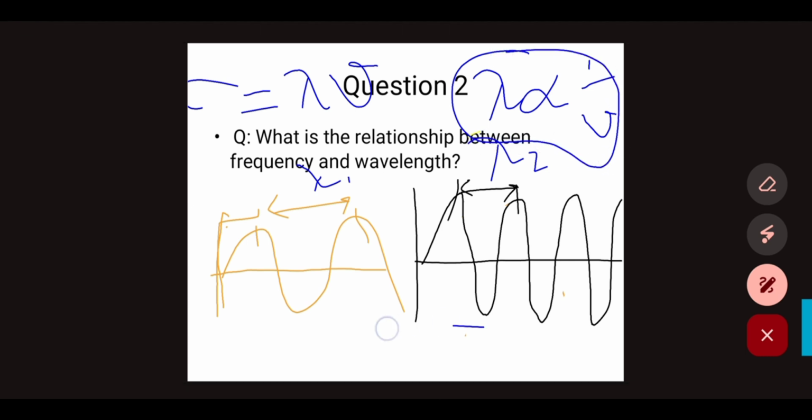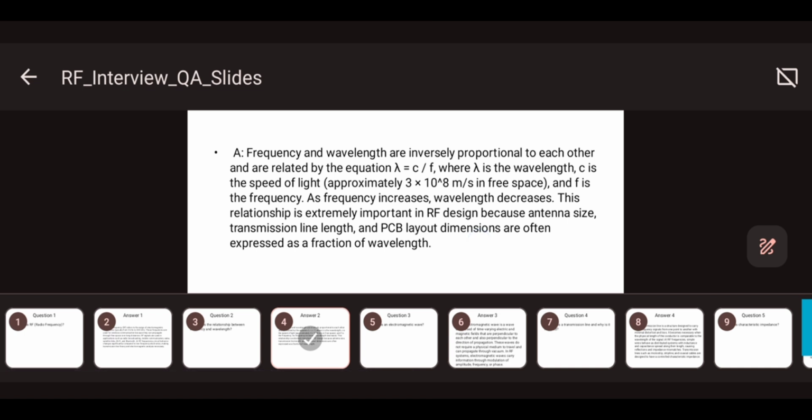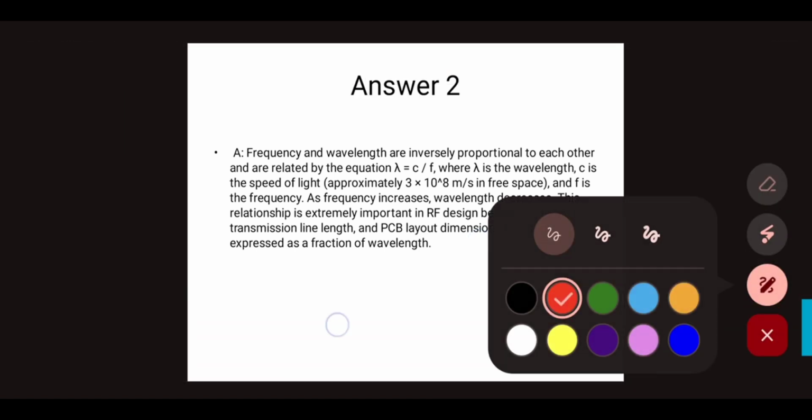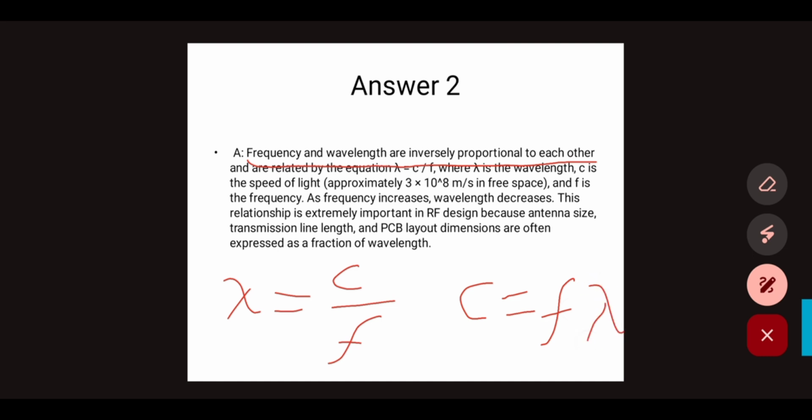All right, so let's see the answer here. Frequency and wavelength are inversely proportional. We have just seen that. And they are related by the equation: lambda is equal to c divided by frequency. That means speed of light is equal to frequency times lambda. We all know that, and c is the speed of light, which is this times this.